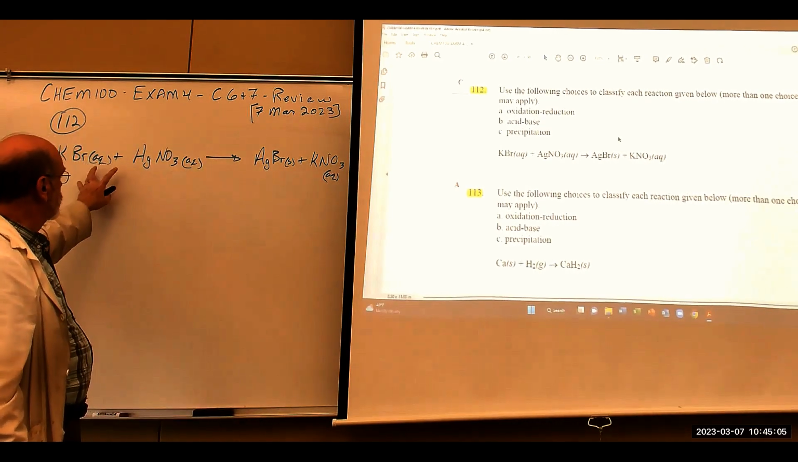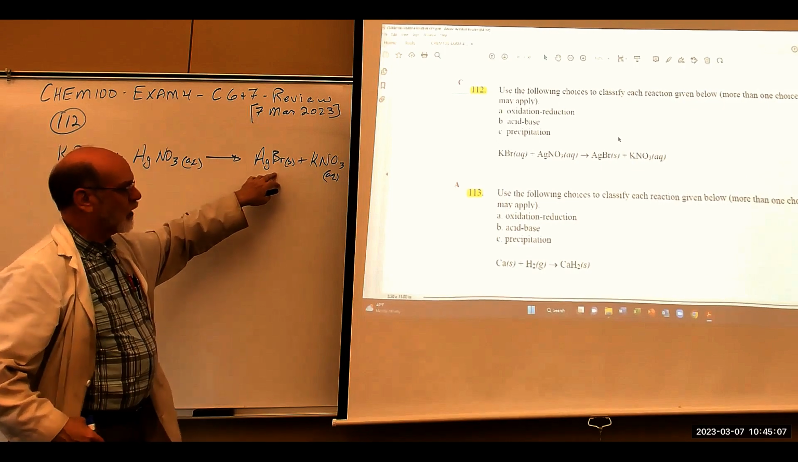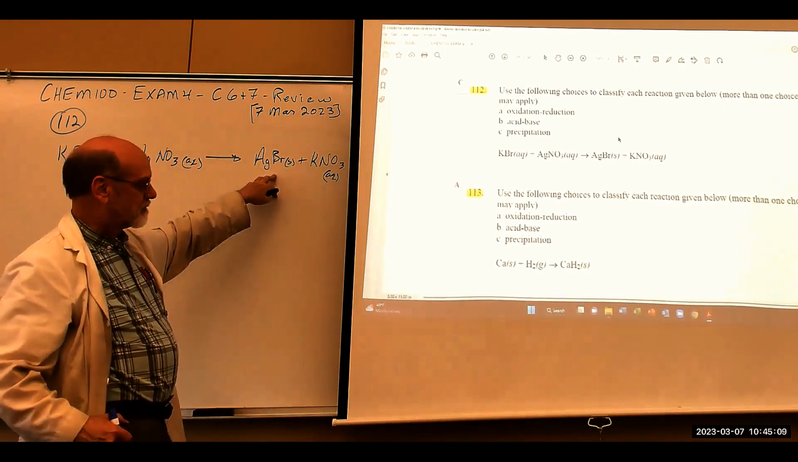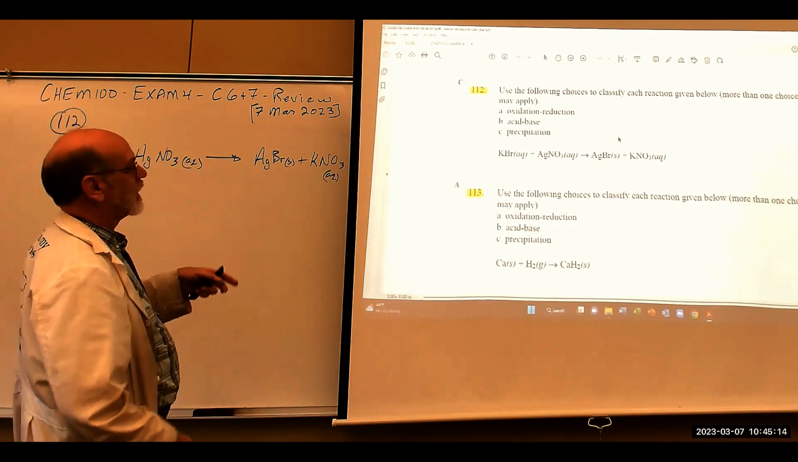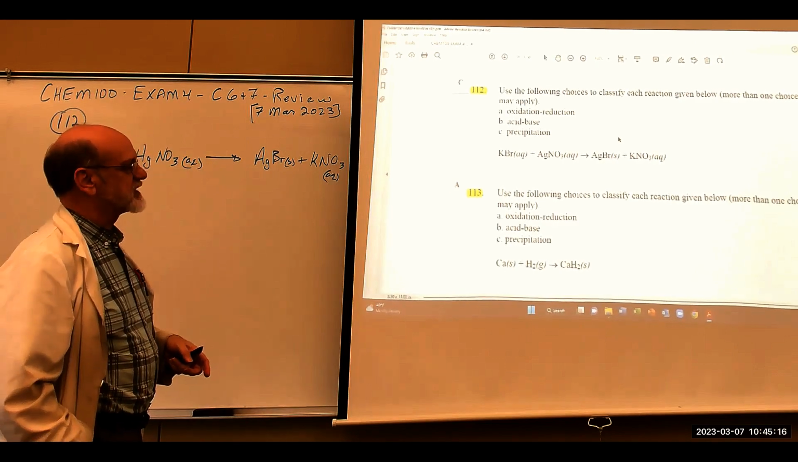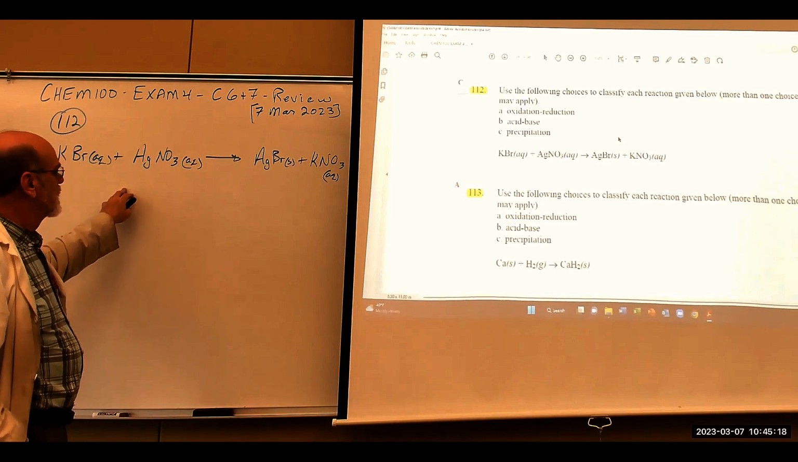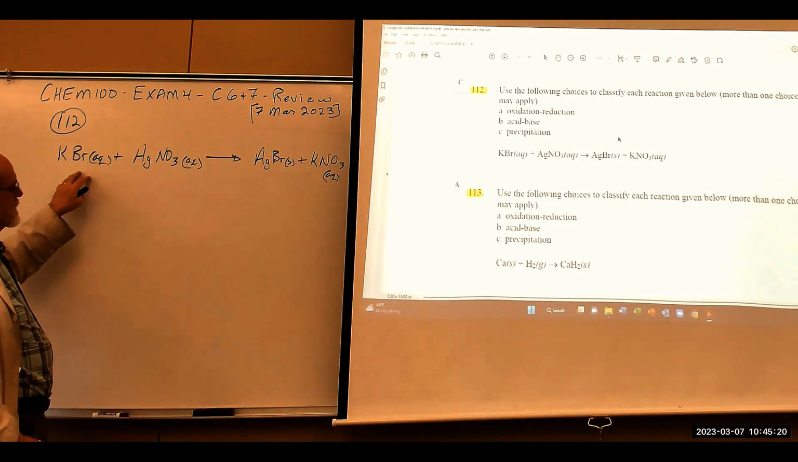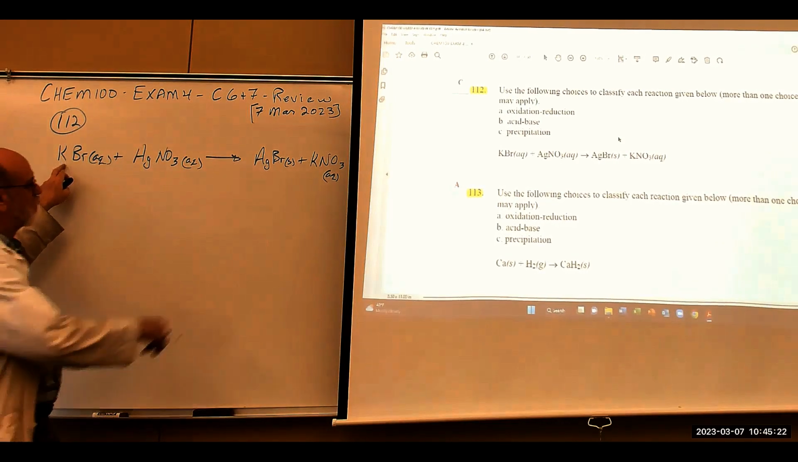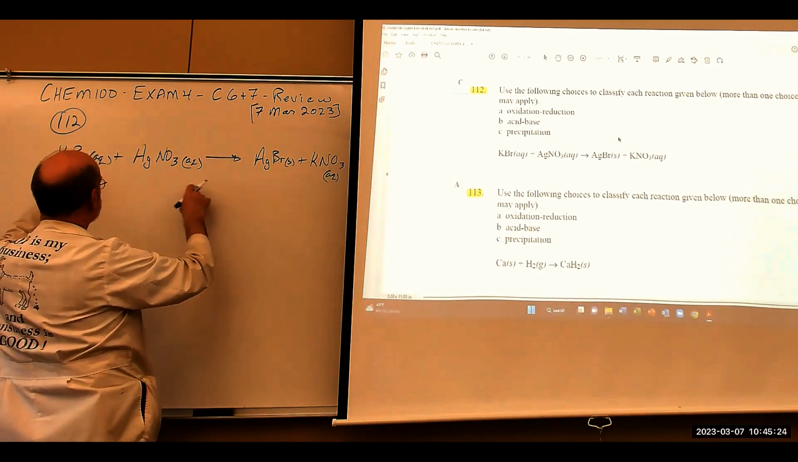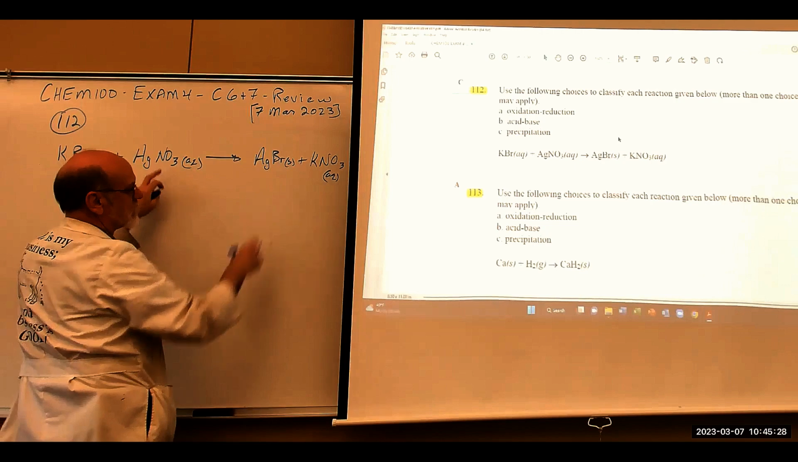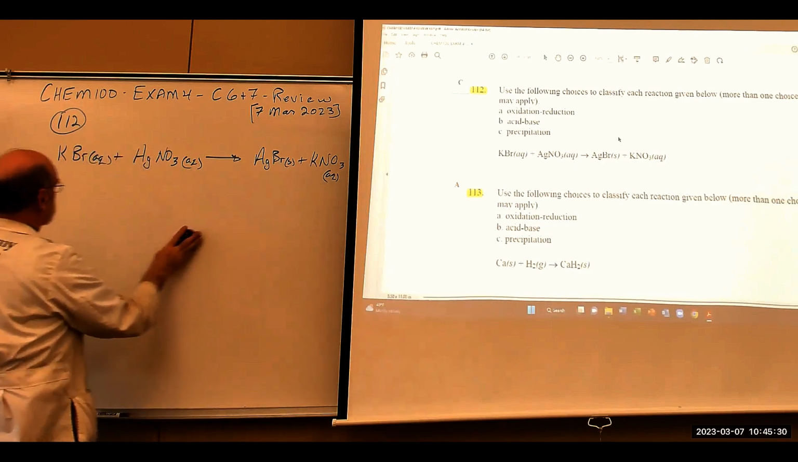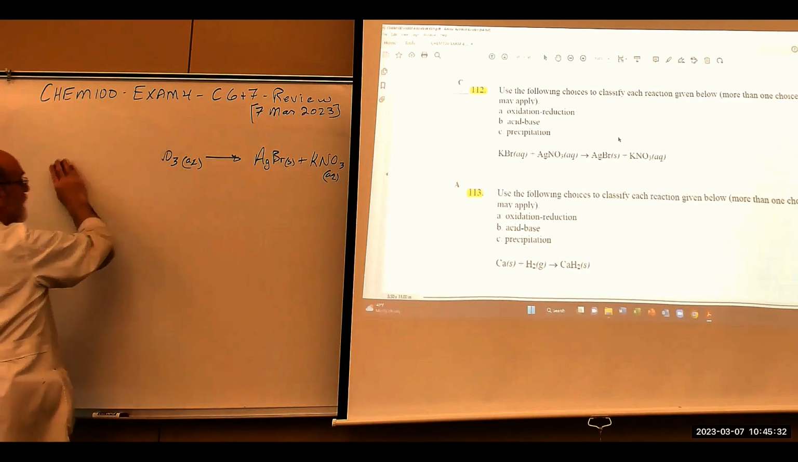Two solutions, aqueous compounds, forms a solid. So 112 would be C, precipitation. It's not an acid base. There's been no oxidation reduction take place here. That's a +1, +1. That's a -1, -1. This is a +1, +1, and nitrate didn't change. So it's only a precipitation, nothing else.